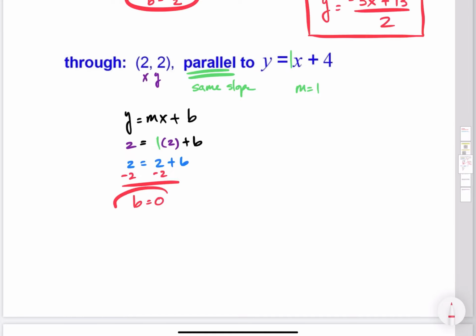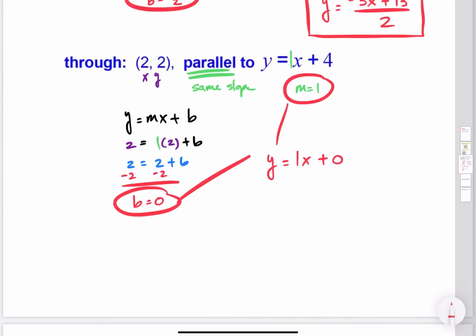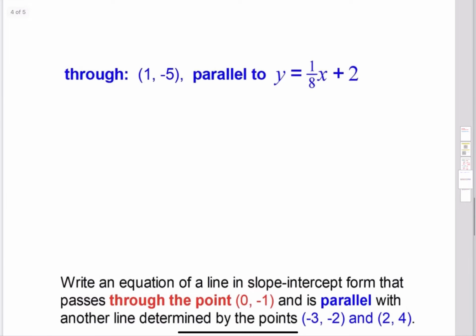So like before, I'm going to take my b, I'm going to take my m, and I'm just going to go ahead and write out my slope-intercept form. Y is equal to, well, my slope is 1, x plus b, which is 0. And we typically rewrite that as just y is equal to x. So that's the equation of that line that is parallel to x plus 4 and goes through the point 2, 2. All right.